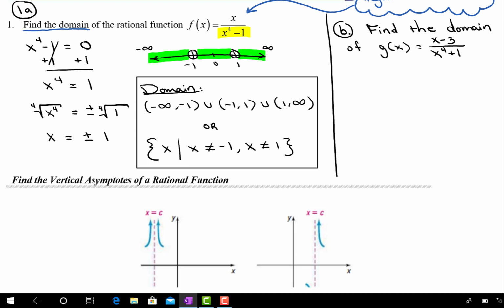Now I want you to take a close look at this. First of all, the denominator is what matters here, not the numerator. We're going to ignore the numerator. If I were to take this denominator, set it equal to 0, is there anything you could plug in for x to make this equal 0? I should restate that. Is there any real number that we could plug in?